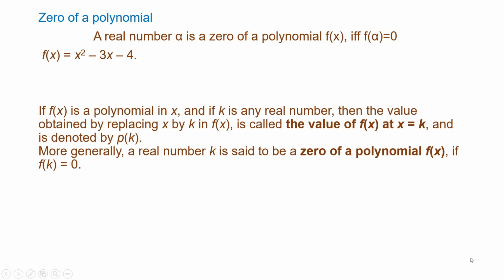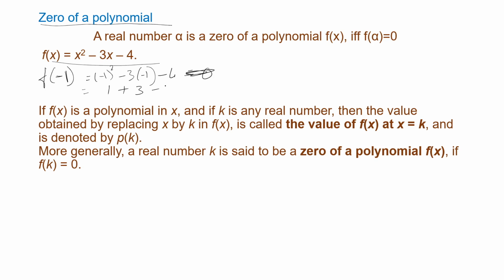Is this clear? Okay. So next one is zero of a polynomial. What is the meaning of zero of a polynomial? If in a polynomial I substitute something for x, and if the value turns out to be 0, then it is called a zero of the polynomial. Suppose I am substituting minus 1 here. So minus 1 square minus 3 into minus 1 minus 4. So this is equal to 1 plus 3 minus 4, which is equal to 0.